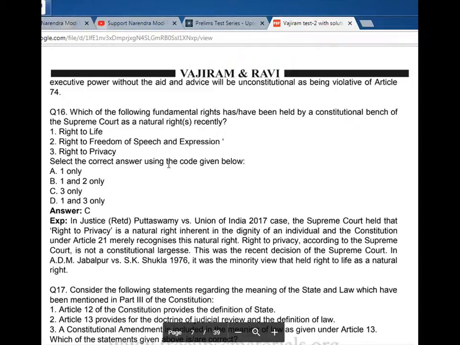Next, which of the following fundamental rights have been held by a constitutional bench of the Supreme Court as natural rights recently? So here the correct one is the right to privacy. The others, right to life and right to freedom of speech and expression, are not correct.